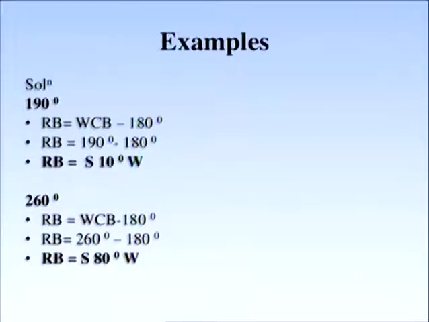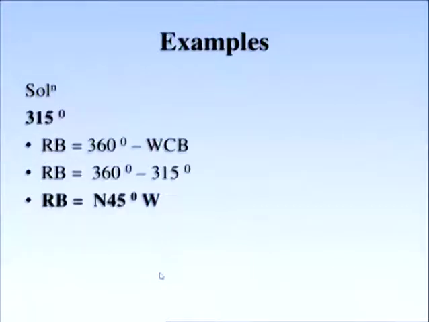Same way, 260. Again it is in the third quadrant. So the reduced bearing is the whole circle bearing minus 180 degrees. The whole circle bearing is 260 minus 180 degrees, and it is in the third quadrant. So in the third quadrant we put south first, then the angle toward the west. So south 80 degrees west. This is our reduced bearing.